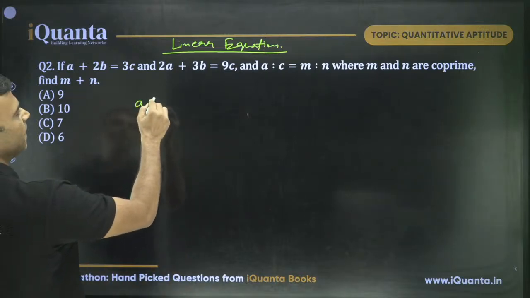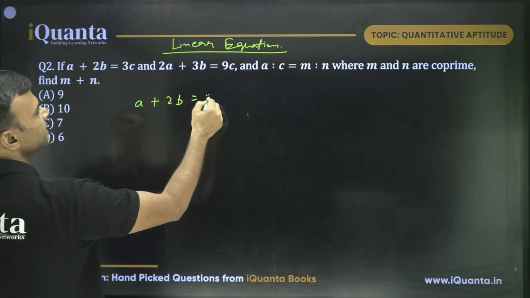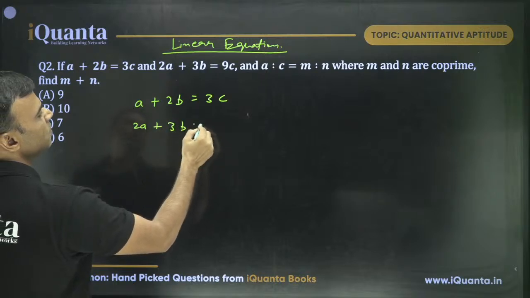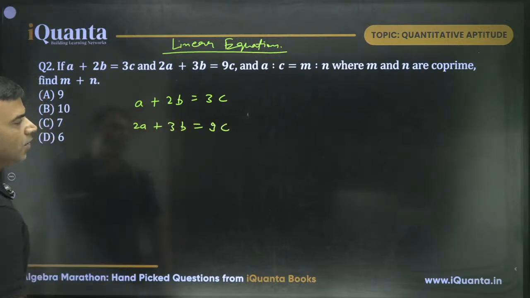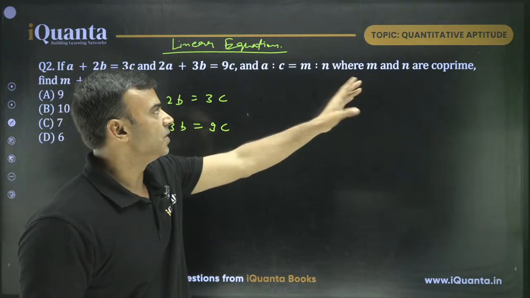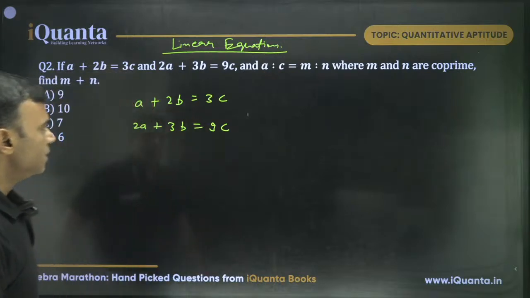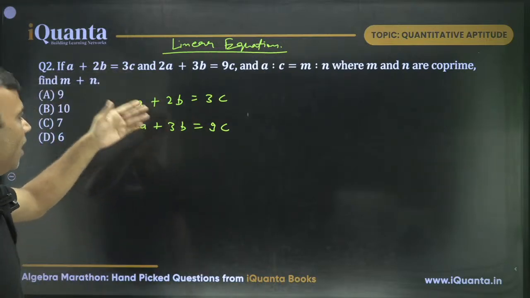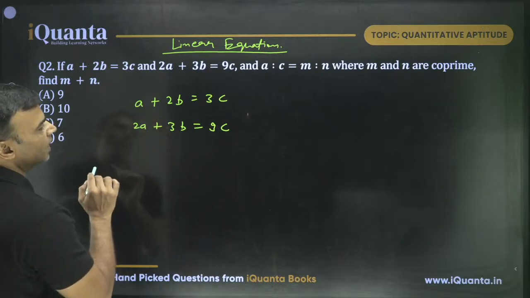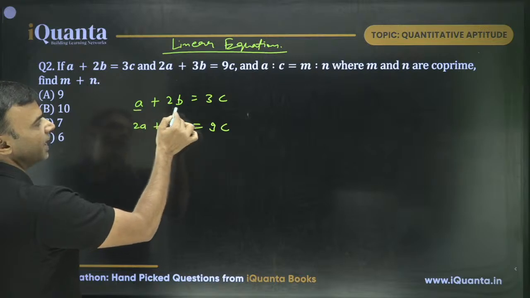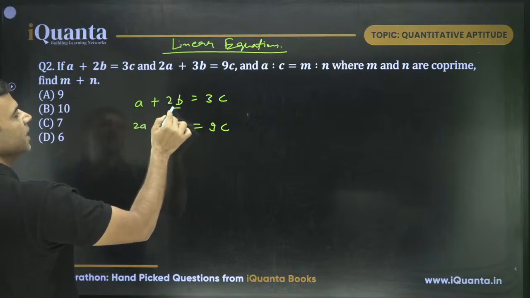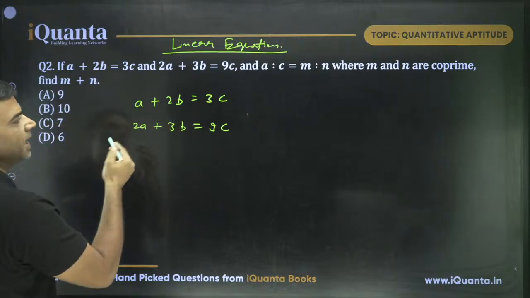We have a plus 2b equal to 3c and 2a plus 3b equal to 9c. So we see there are 3 unknowns and the question is about a is to c equal to m is to n, find some so and so. So we focus on a and c. So what we can do is we can eliminate b or we can eliminate a also, that doesn't matter. Let's see how we go about it. Let's say if we eliminate a, what happens? We are trying to solve for a and b in terms of c. We are trying to find the values of a and b in terms of c. Can we do that? Yes, by elimination we can do that.